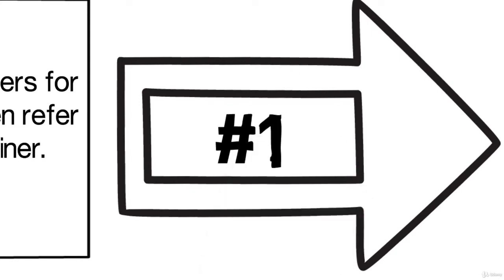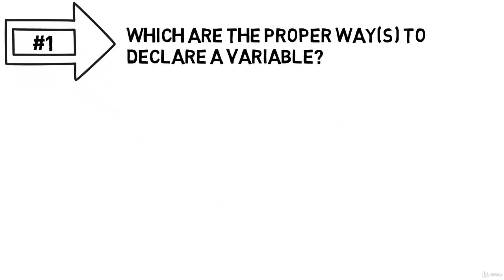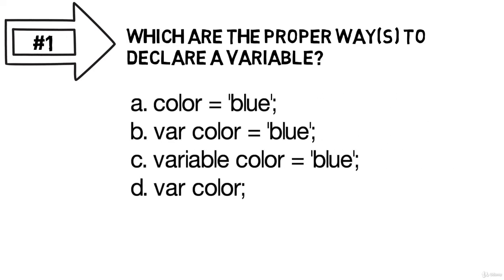Multiple choice. Which is the proper way or ways to declare a variable in JavaScript? A. Color equals the string blue. B. Var color equals the string blue. C. Variable color equals the string blue. Or D. Var color. Go ahead and pause the video for a moment to come up with a solution and then resume the video when you are ready.